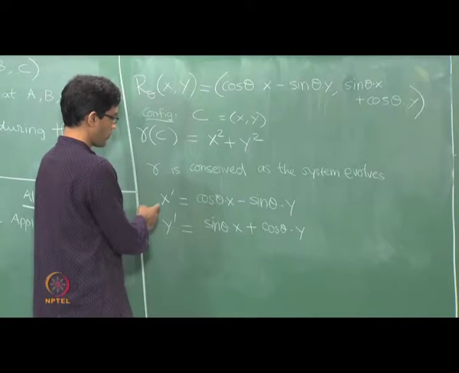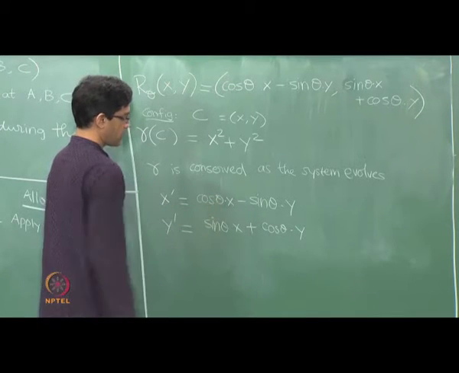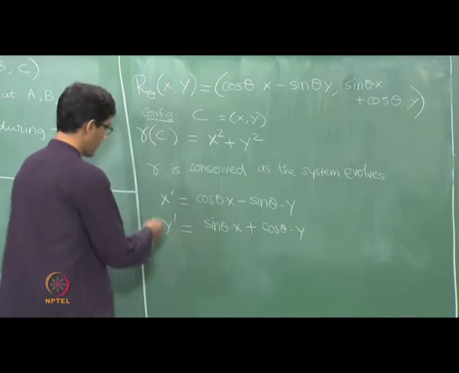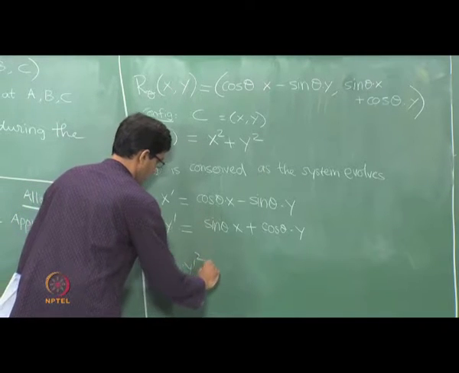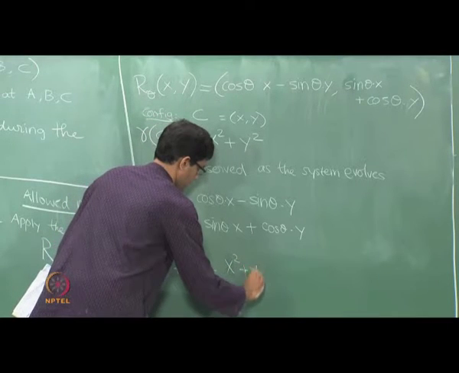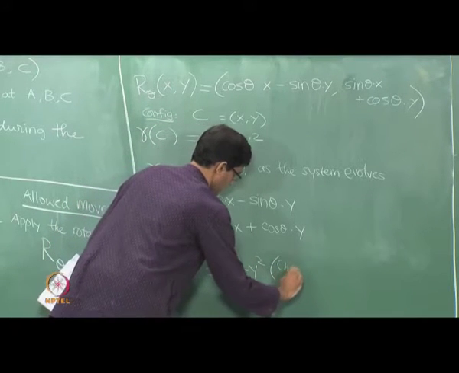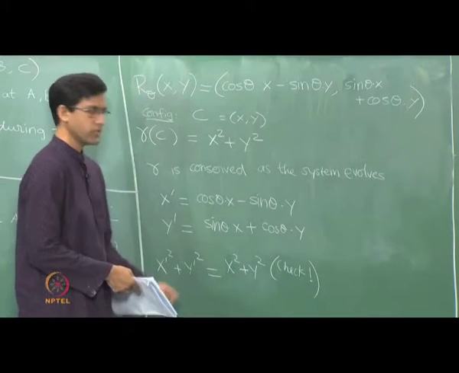And now if you just compute x prime squared plus y prime squared, you will find that the identity cos squared plus sine squared is 1 will help you prove that x prime squared plus y prime squared is equal to, sorry, x squared plus y squared. Okay, so check this. So here's a conserved quantity.